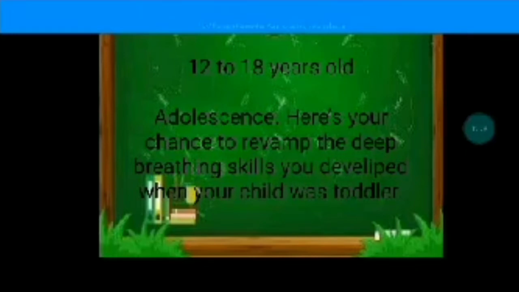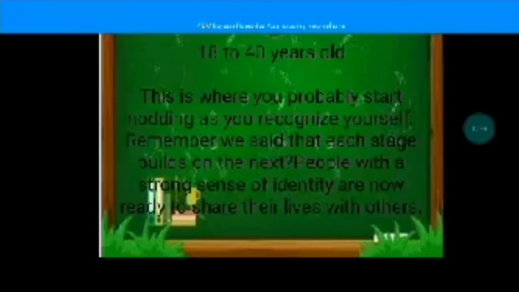So, next is stage 6, intimacy versus isolation. 18 to 40 years old, which murag kita naghapon no, mga uban college na, uban senior high school pa. This is where you probably start nodding as you recognize yourself. Remember, we said that each stage builds on the last. People with a strong sense of identity are now ready to share their lives with others. So, diri kini siya ma-recognize na niya ang iyang self kay dako naman siya, 18 to 40 years old naman siya, strong sense of identity, are now ready to share, na pwede na siya i-share sa lain tao.